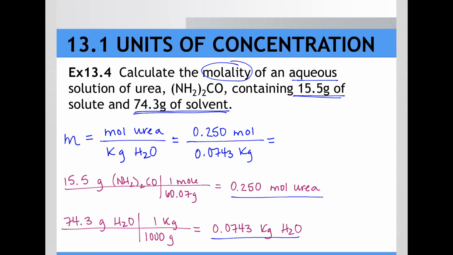Rather than writing the unit as moles per kilogram, you can do that, but otherwise we'll just write it as 3.36 molal, and typically you still write the solute afterwards. So it's 3.36 molal urea. So there we are with molality.